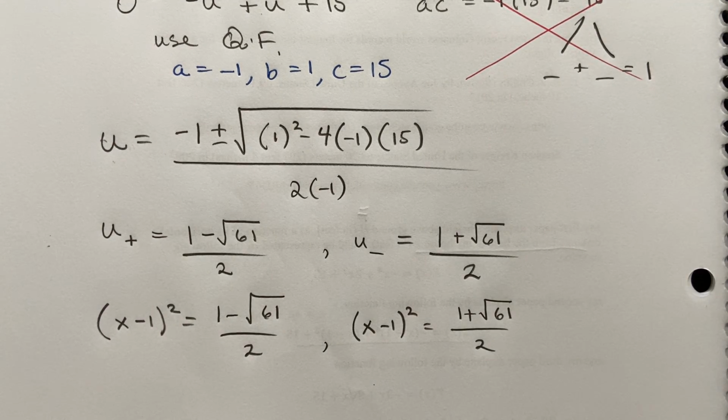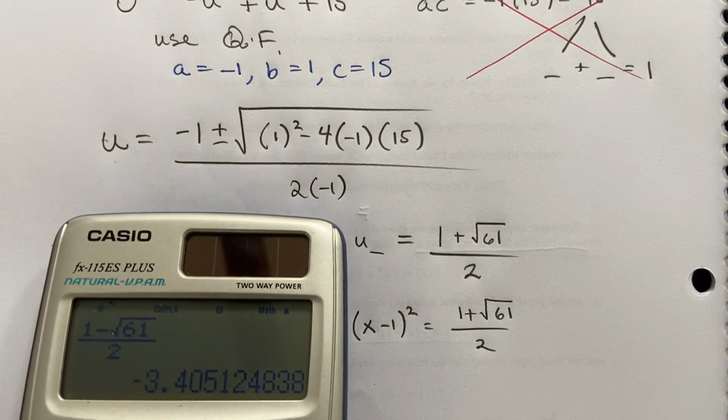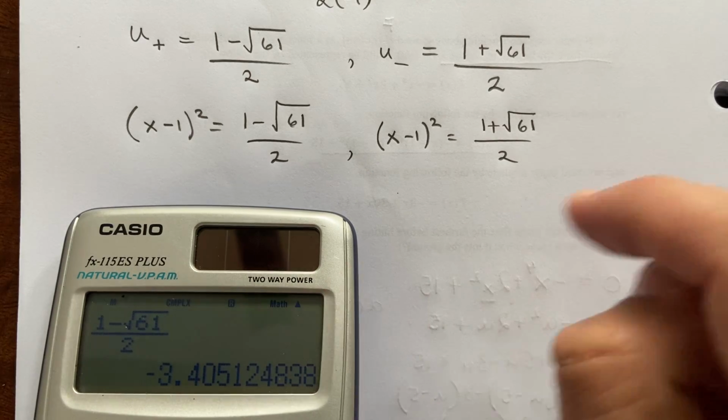All right, keep in mind, this is a real quote-unquote situation where we're looking for only real solutions. We're looking for positive distances from the base of the house. Okay, so what I'm going to do real quick is just look at what this number actually is. So if you type in 1 minus root 61 over 2, you get this negative number to appear. So that's for this number here is this negative number.